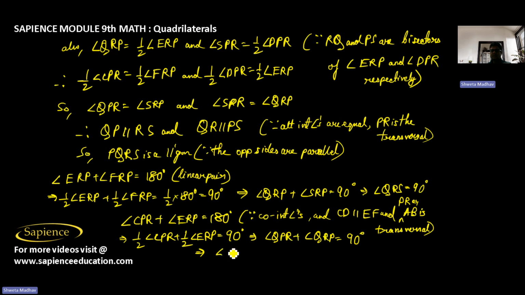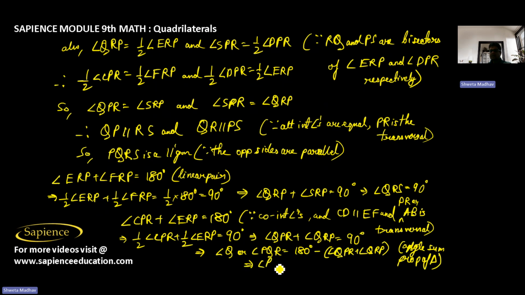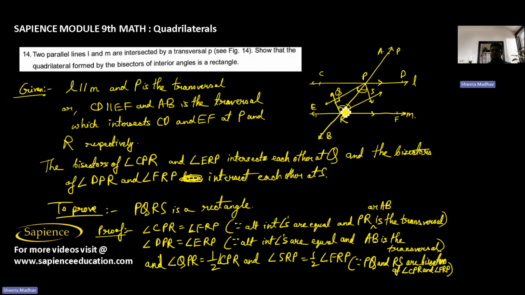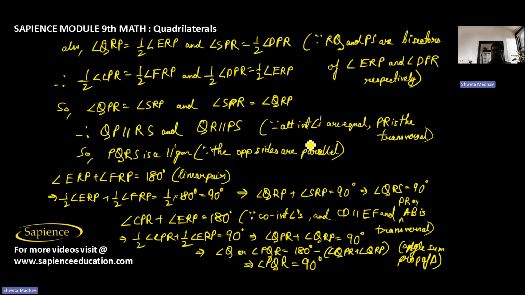So I can say that angle PQR is equal to 180 degrees minus the sum of angle QPR and angle QRP, according to the angle sum property of a triangle, since the sum of the three angles is 180 degrees. Therefore angle PQR, or angle Q, is 90 degrees. So all the interior angles in this parallelogram are right angles. Hence it is a rectangle.